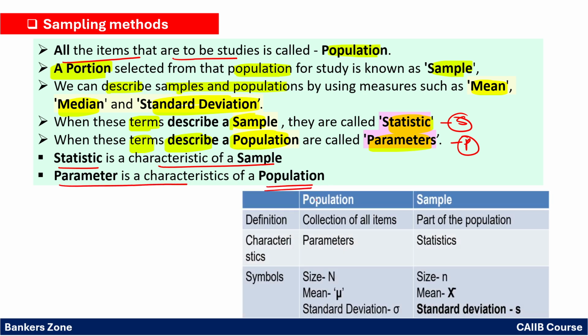Okay. Now see, what is population? Simply all the items. What is sample? Simply the part of the population. So P for population, P for parameter, S for sample, S for statistics.